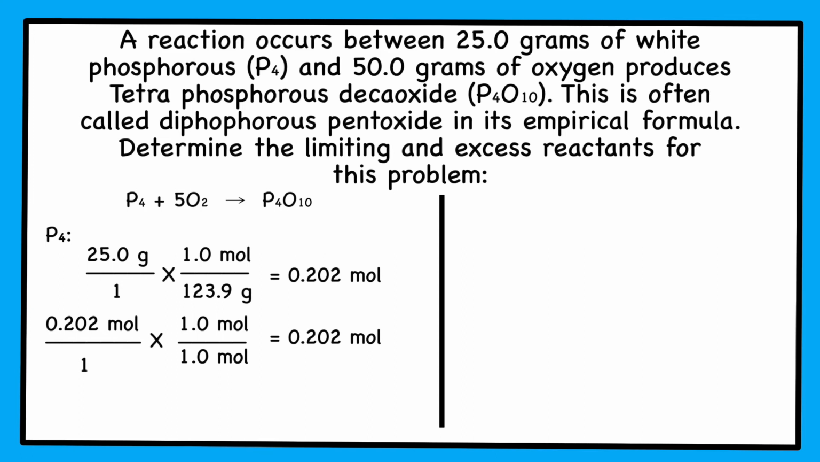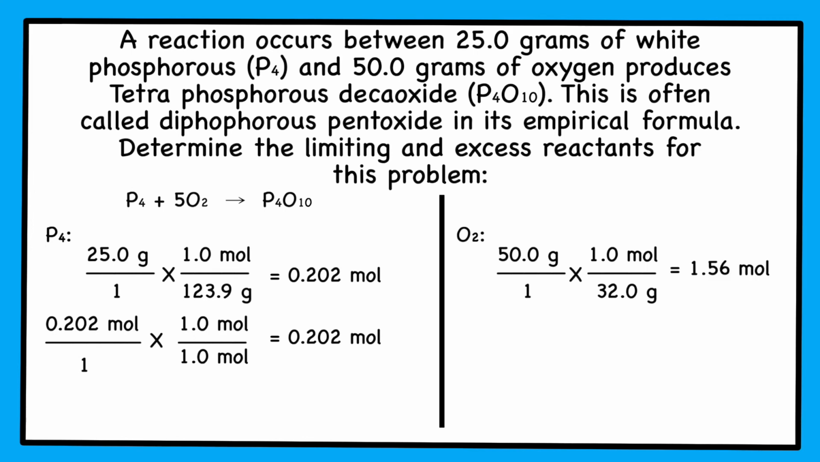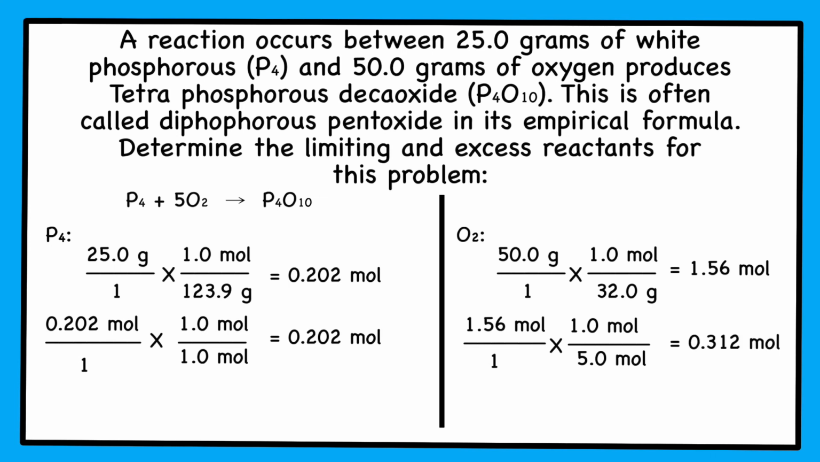Okay, so now we got that one. Let's do the same thing for our oxygen. So we put 50 grams of oxygen over 1, and we want to convert that to moles, so we multiply by 1 mole of O2 over the formula mass of O2, which is 32 because O2 is diatomic. This gives me 1.56 moles of oxygen. Now all I have to do is multiply it by my mole ratio of tetraphosphorus decaoxide over moles of O2. So 1 mole of tetraphosphorus decaoxide over 5 moles of O2. This should give me that my 50 grams of oxygen can produce 0.312 moles of tetraphosphorus decaoxide.